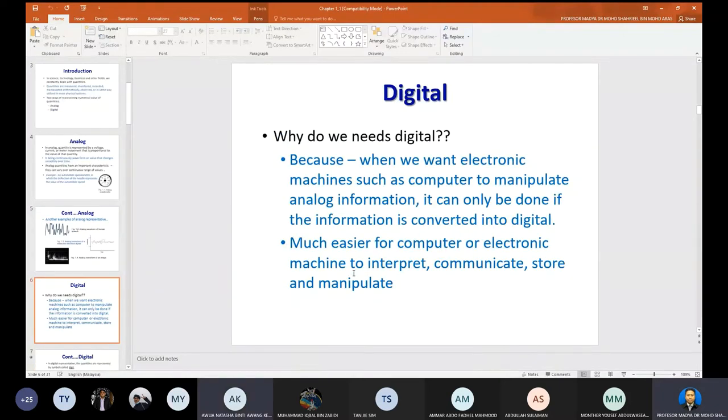All right, so we go to the digital. So I mentioned to you, what is the digital? Before digital, there is the discrete signal over time. Okay, discrete means step by step.